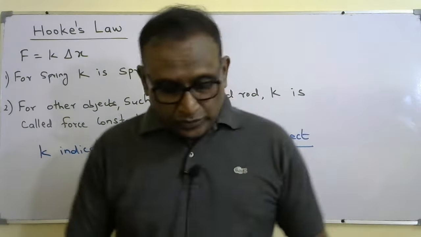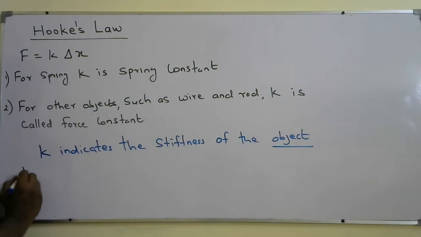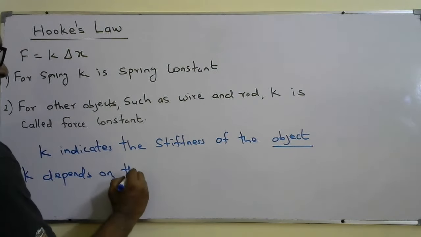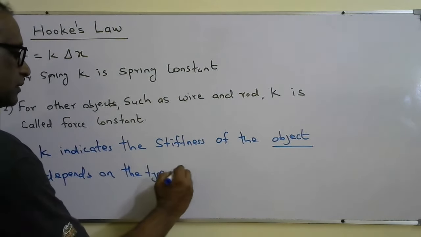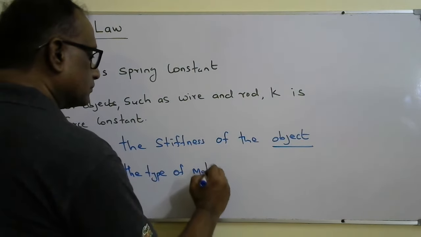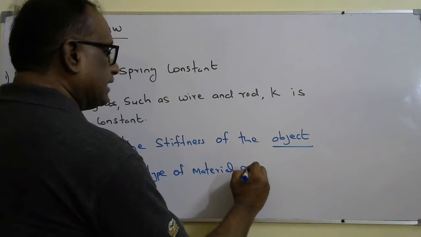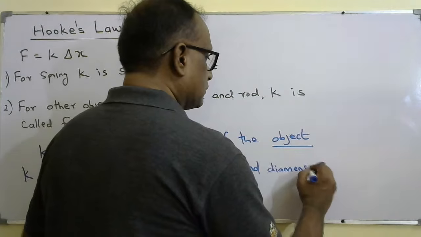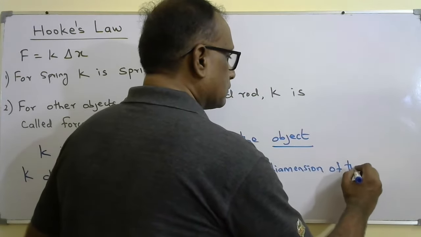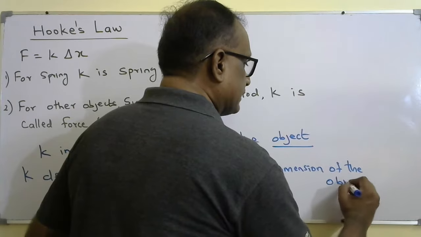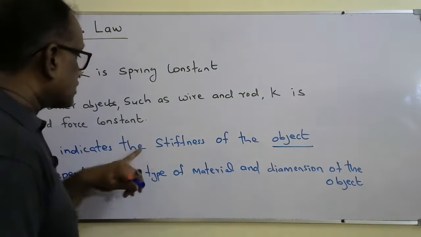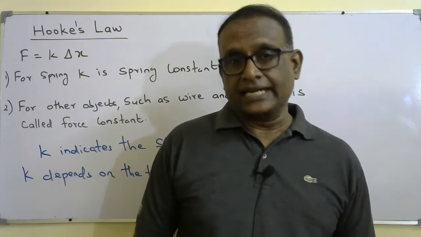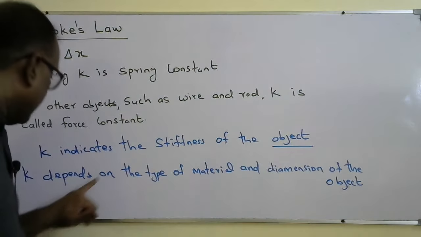So in which factors does K depend? K depends on the type of material and the dimension of the object. That means the thickness of the rod or thickness of the wire, or the length of the rod, length of the wire, they all decide the K.